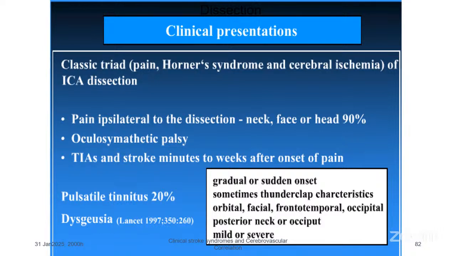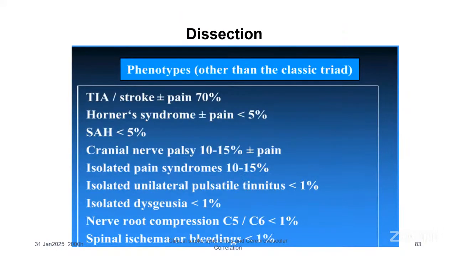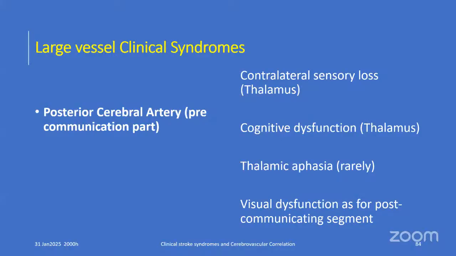Dissection: there are three layers of the blood vessel, the intima, the media, and the outer layer, the adventitia. If there is a disruption in the intima, the blood percolates in between the intima and the media. Whenever blood enters the vessel wall, it causes obstruction. That is called dissection. TIAs and stroke can happen minutes to weeks after the onset of pain. Sometimes you can have pulsatile tinnitus, and dysgeusia and smell disturbances can also happen. You have to identify these dissections, as they are frequent occurrences.